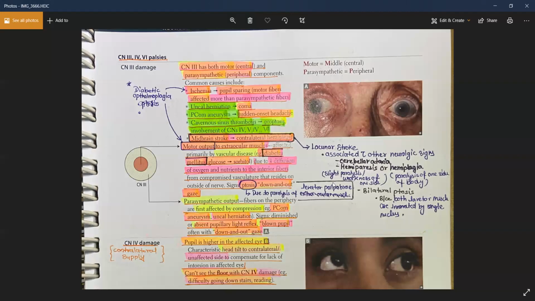So what you're saying is in ischemia, the damage would be from the inside out, versus if thrombosis, it would be from the outside in. Exactly, opposite. So in terms of an uncal herniation, the entire region is being affected. Yes, both the inside and the peripheral, the outside, are being affected. Exactly. Versus in diabetes, that is a more vascular disorder. So you're having hypoxia.